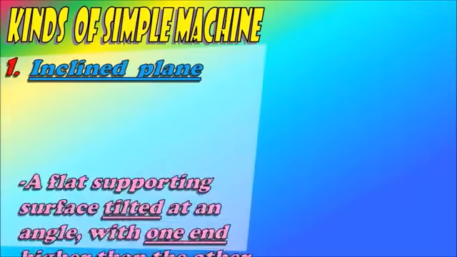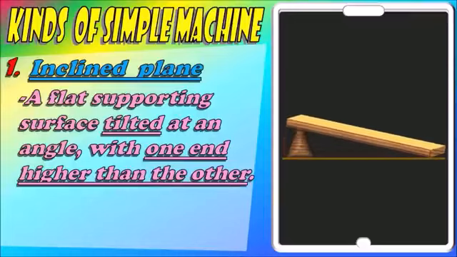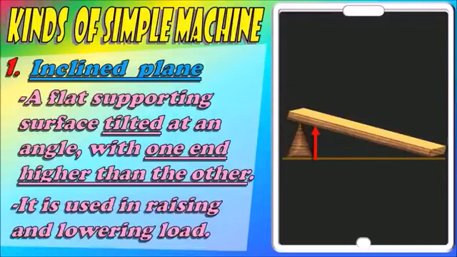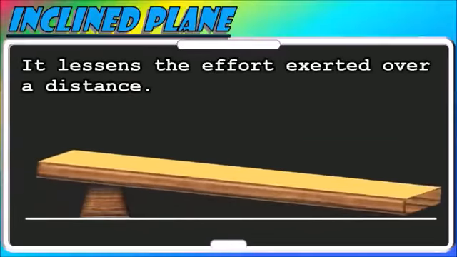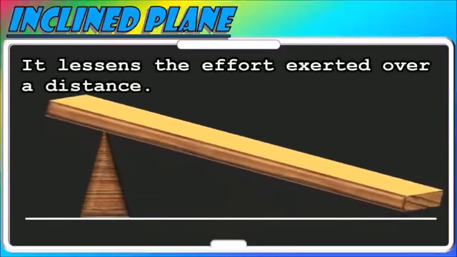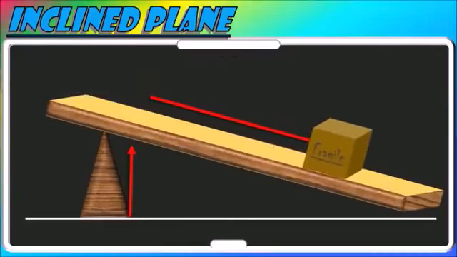Number 1. The inclined plane. It is a flat supporting surface tilted at an angle with one end higher than the other. It is actually used in raising and lowering loads. An inclined plane lessens the effort exerted over a distance and changes the direction from straight up to along the angle of the plane.